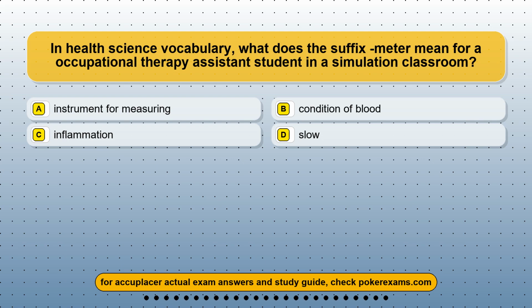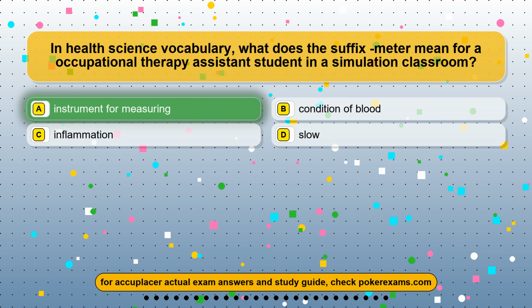Question 9. In health science vocabulary, what does the suffix -meter mean for an occupational therapy assistant student in a simulation classroom? Option A. Instrument for measuring. Option B. Condition of blood. Option C. Inflammation. Option D. Slow.